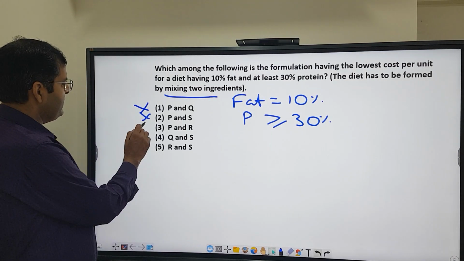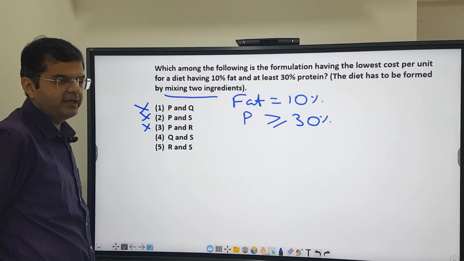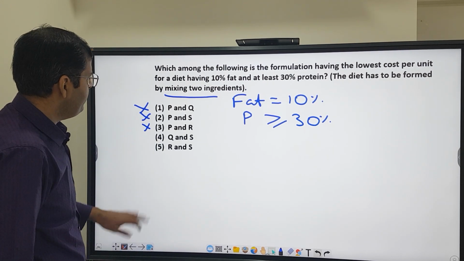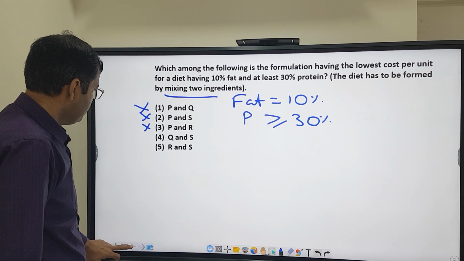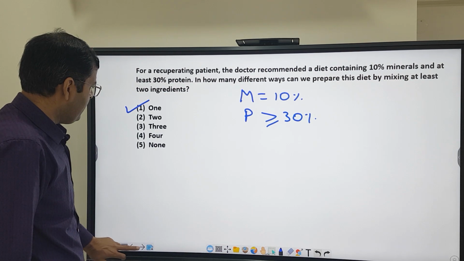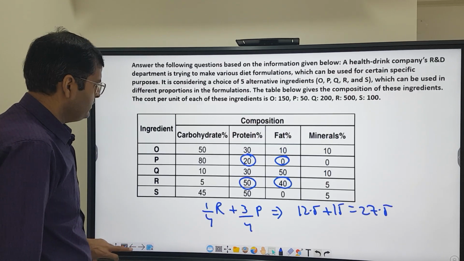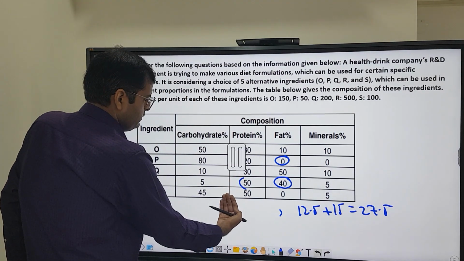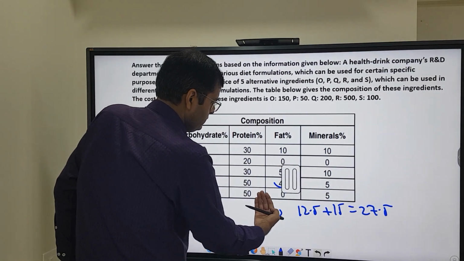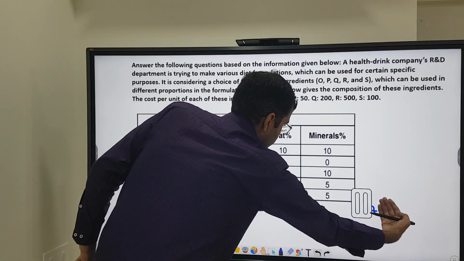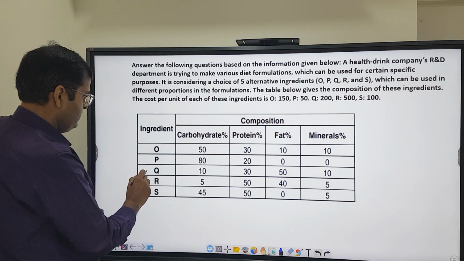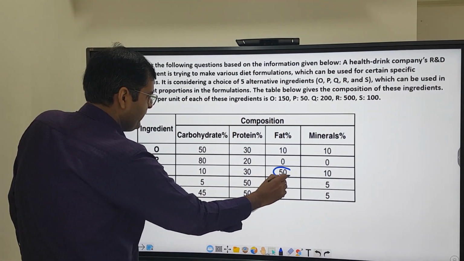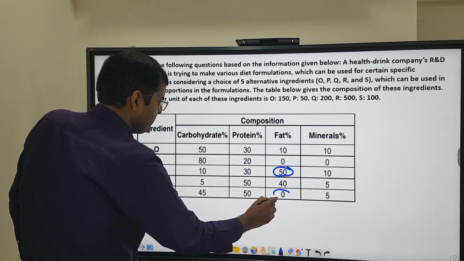So that means P and R is also not possible, because protein has to be greater than or equal to 30%. Now I am left with two options. Q and S is the first one, and then R and S. So we'll look at Q and S. Q has how much fat? Q has 50% fat. S has 0% fat.